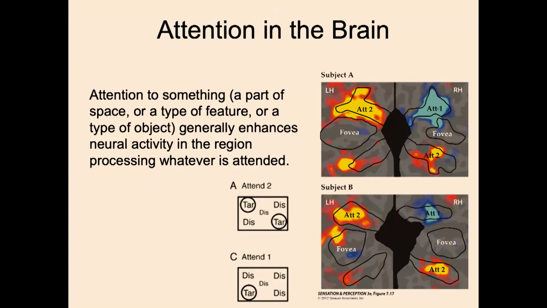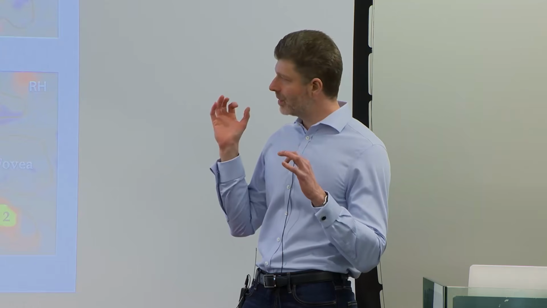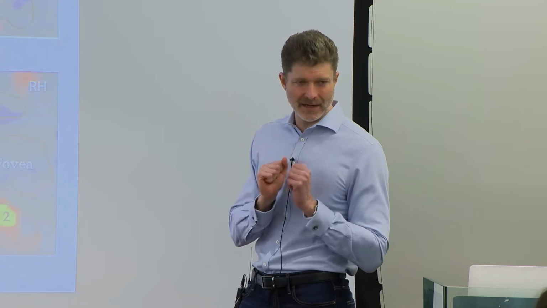All right, let's talk a little bit about attention in the brain. Okay. So in general, when you pay attention to something, could be a part of space, could be a particular type of feature, could be a type of object, we generally observe enhancement of neural activity in the region that is processing the thing that is attended.